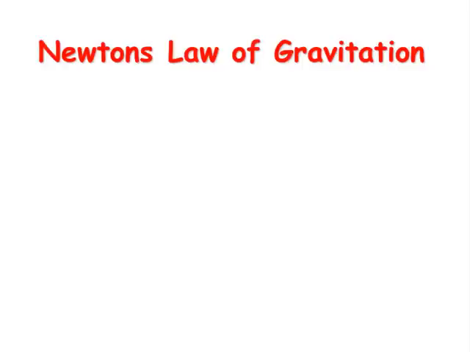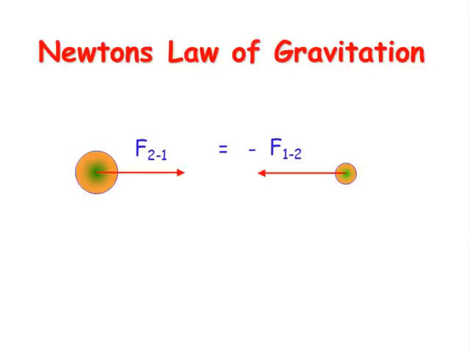So looking at what Newton did, he established that there was a force that existed between two bodies. That force acted equally but opposite in direction on each body. That's Newton's third law. It depended on the mass of each body, and it depends on the distance between the two bodies.